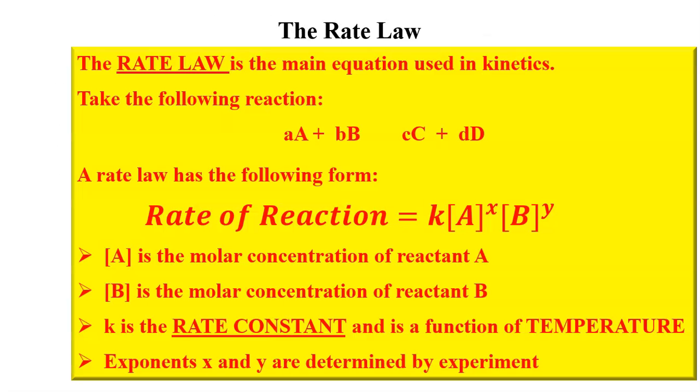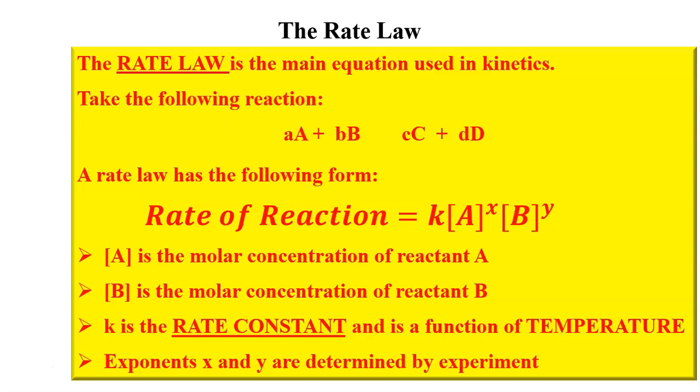Okay, now we're going to get into what really is the major part of kinetics, and that's called the rate law. And the rate law is the main equation used in kinetics. Take the following reaction, and we've seen this reaction before. There should be an arrow in between the B's and the C's there. The rate law has the following form. The rate of the reaction equals k times the concentration of A raised to some power x times the concentration of B raised to some power y.